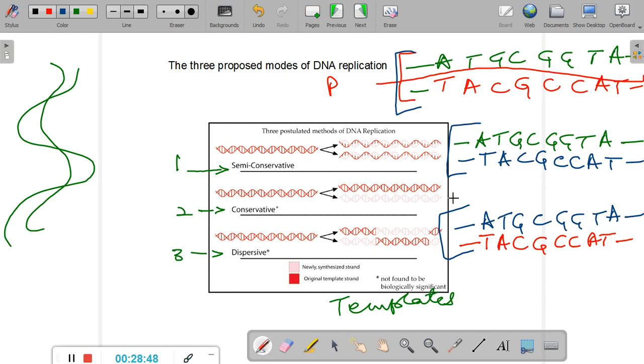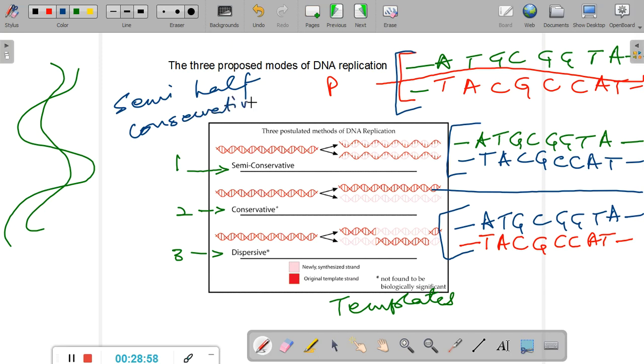So this is called the semi-conservative mode of replication. Semi means half, conservative means preserved. So Watson and Crick, based on the model that they proposed, based on their study of a wide variety of data, also eventually proclaimed that the mode of replication of DNA is semi-conservative, which means half of the parental strand is preserved.